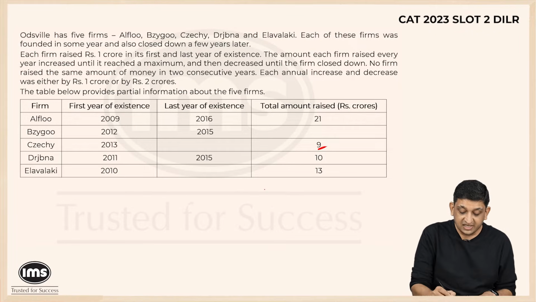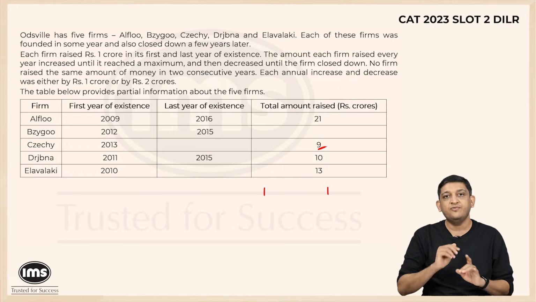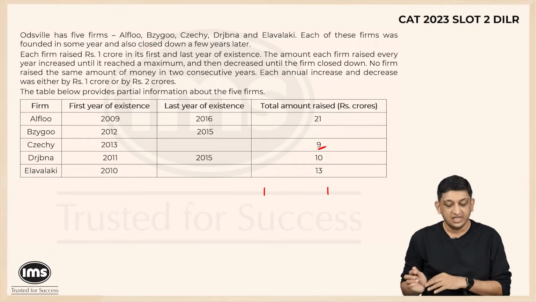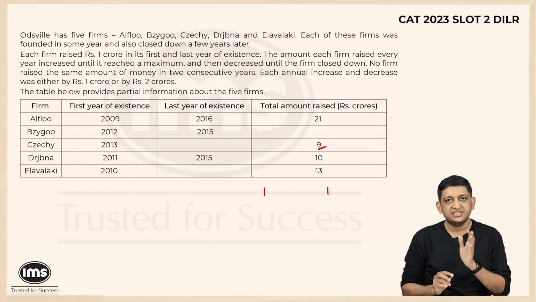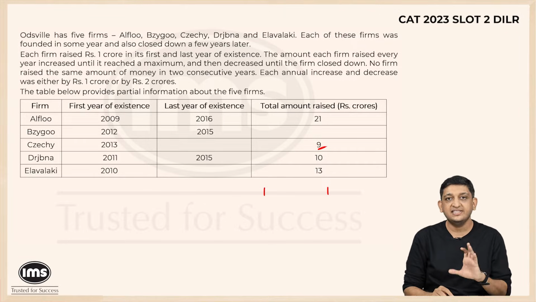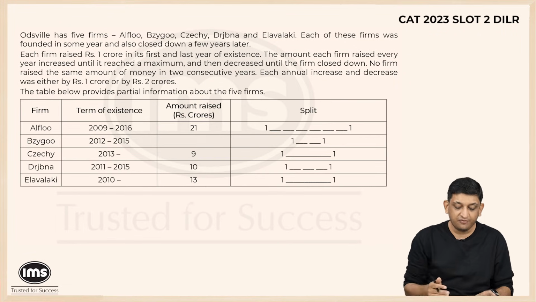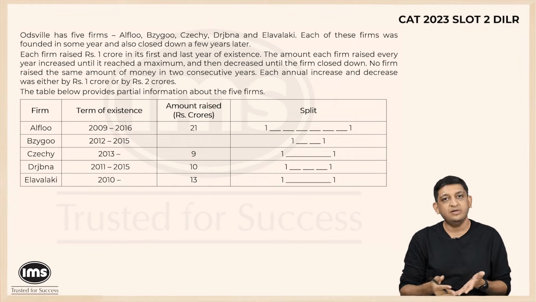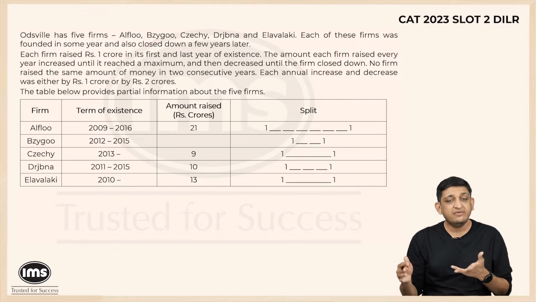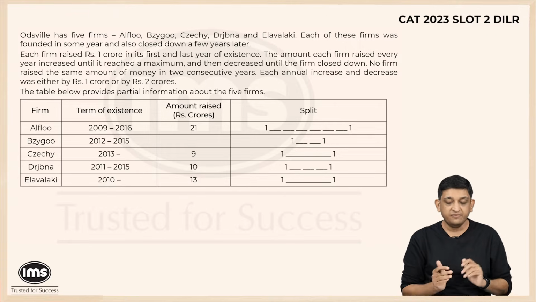In this context, we know that the firm will start by raising 1 crore in its first year, and the firm will end by raising 1 crore in its last year of existence. So I know for sure that it will be 1, dash, dash, dash, dash, whatever, 1. That is what we know. Then we will try to figure out what exactly will be present in all these dashes. To make our life slightly easier, I have put it in this form. Wherever the dashes are available, I have put multiple dashes. Wherever they are not available, I just put one big dash. So in case of C, it's one big dash between the 2 ones that we have. Let's see how we can fill this particular dash.